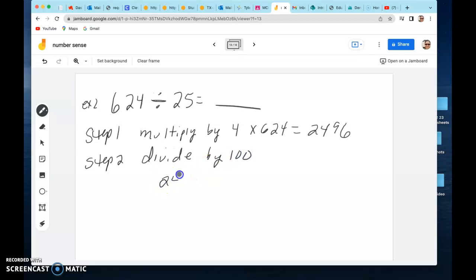So 2,496 divided by 100. Remember, whenever you're dividing by 100, you're moving the decimal twice to the left. No decimal, put it at the end. Move it twice to the left, 1, 2. So it should be 24.96.